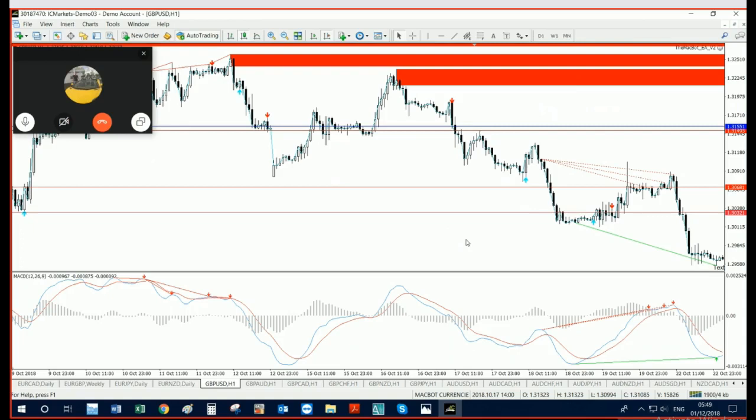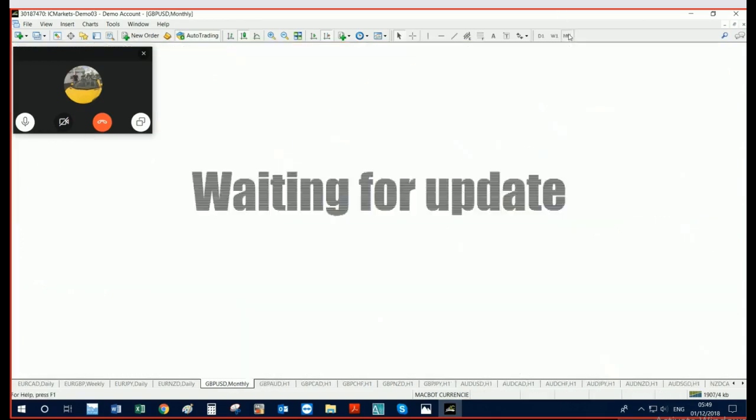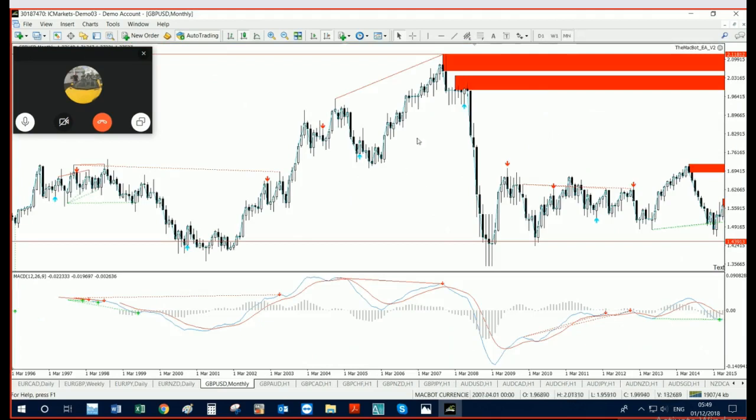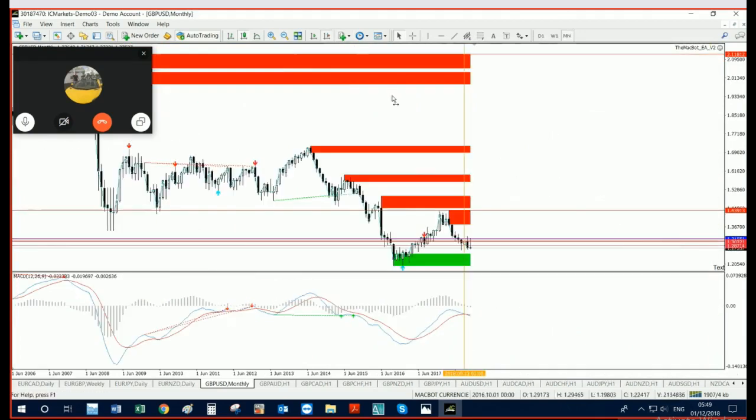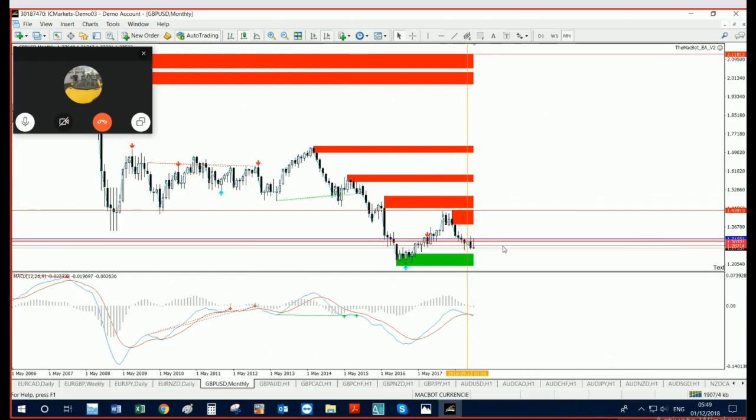Okay. So, again, British pound USD. Start off in the monthly. Monthly. Hit the wee green button.